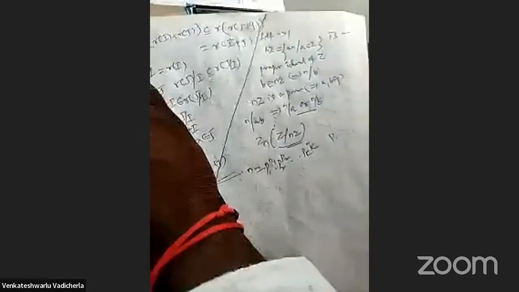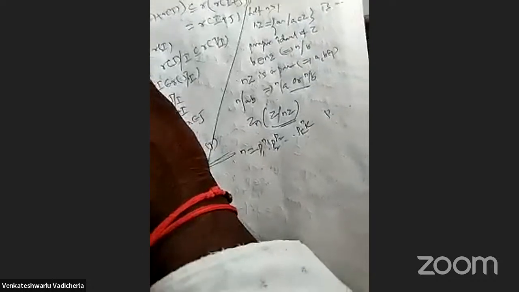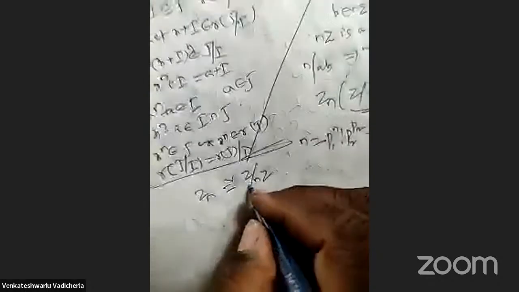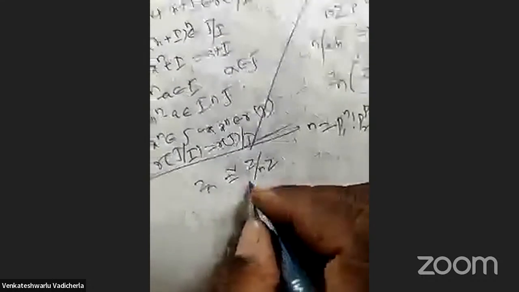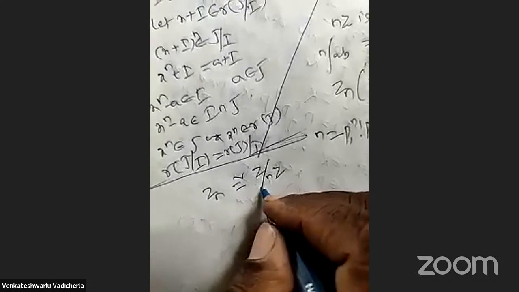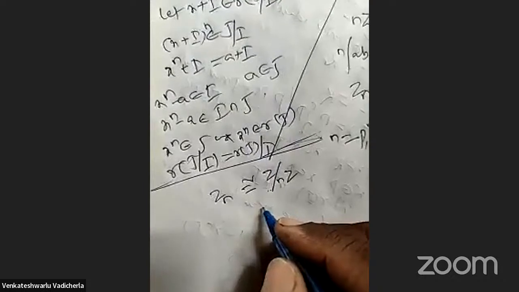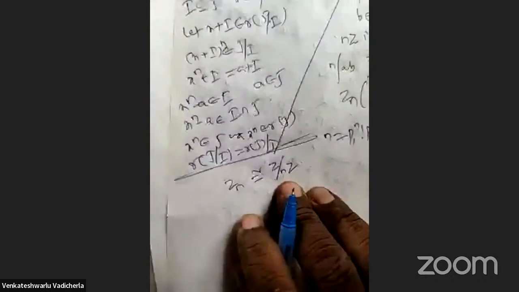where p1, p2, ..., pk are distinct primes and r1, r2, ..., rk are positive integers. So Zn is isomorphic to Z by nZ. And hence the prime ideals of Zn are precisely the principal ideals in Zn generated by p1, p2, ..., pk.